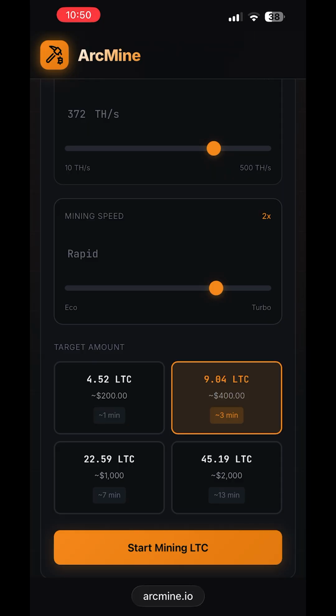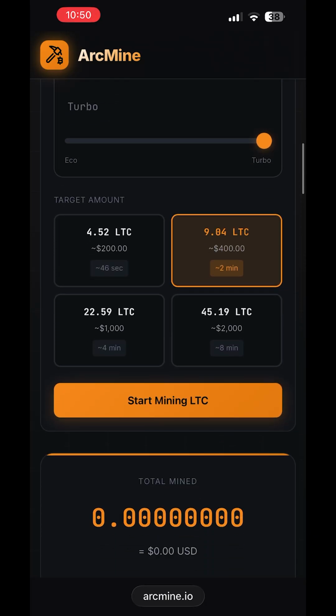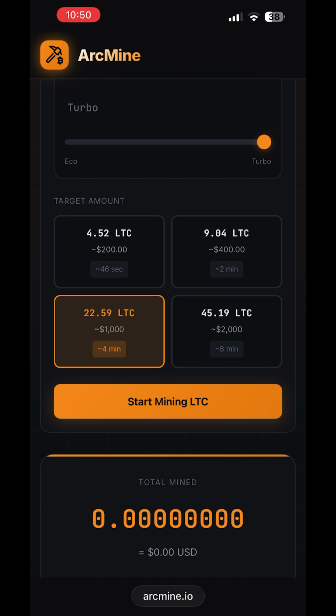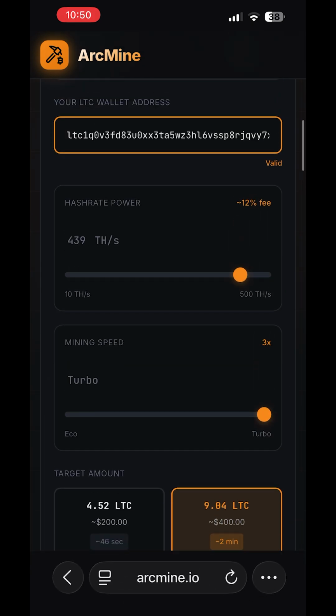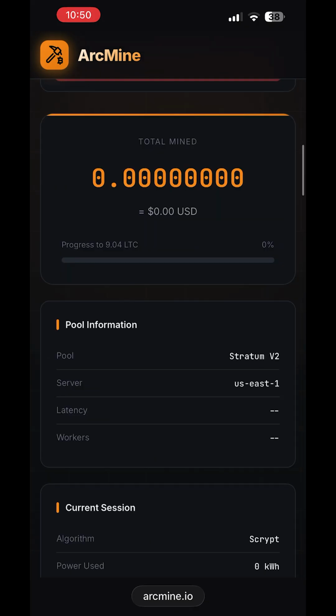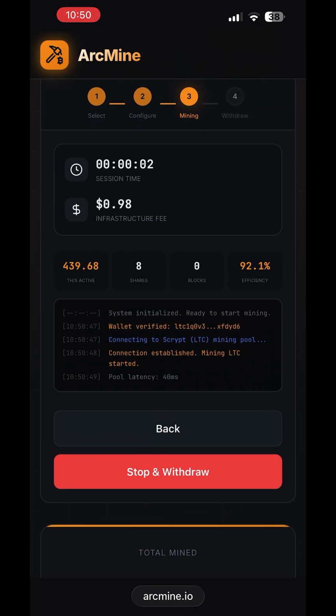Higher intensity means more efficient output overall, but it also moves the final numbers in a way that isn't always immediately obvious. So always take a moment, think about what the session is actually supposed to produce, and set it accordingly. Okay, target amount next. This is total volume I'm setting as a session objective. So now just doing a quick sweep: address, hash rate, speed, target, everything's correct. Press start. Good, session is started.